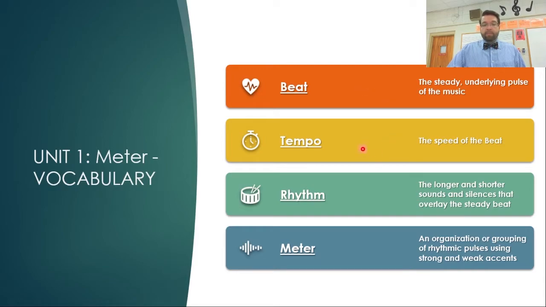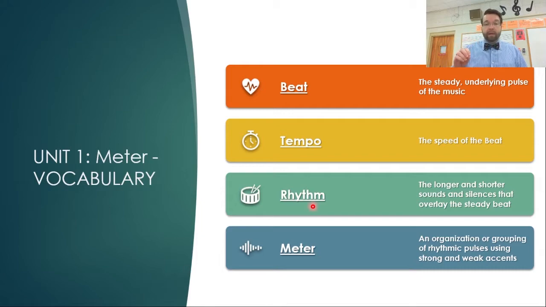Tempo. Tempo is the speed of the beat, how fast or how slow the song is. Rhythm. It is the longer and shorter sounds and silences that overlay that steady beat. If you remember talking about a layer cake, beat is the foundation of the cake. That's the bottom layer. Tempo is right on top of that. Rhythm is right on top of that. That's the part that makes it interesting. You might even call it the frosting of the cake.